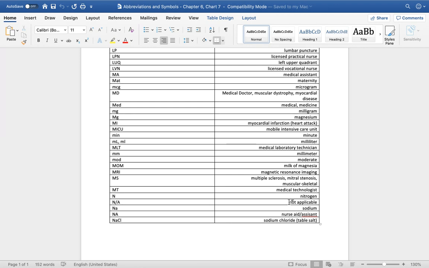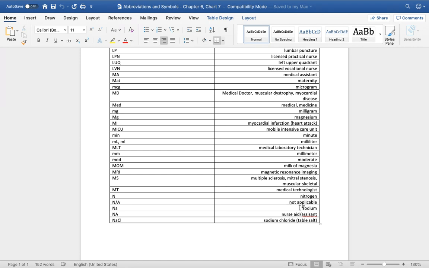N/A, this is not applicable. There's a lot of things that can happen in medicine, and when you're doing your reporting, sometimes you have to put that something is not applicable. Like in my reports, it always asks me how many patients I have, and also if it's a mass casualty incident. A mass casualty incident is where you have multiple patients at one time. And if I have one patient, a mass casualty incident is not really applicable.